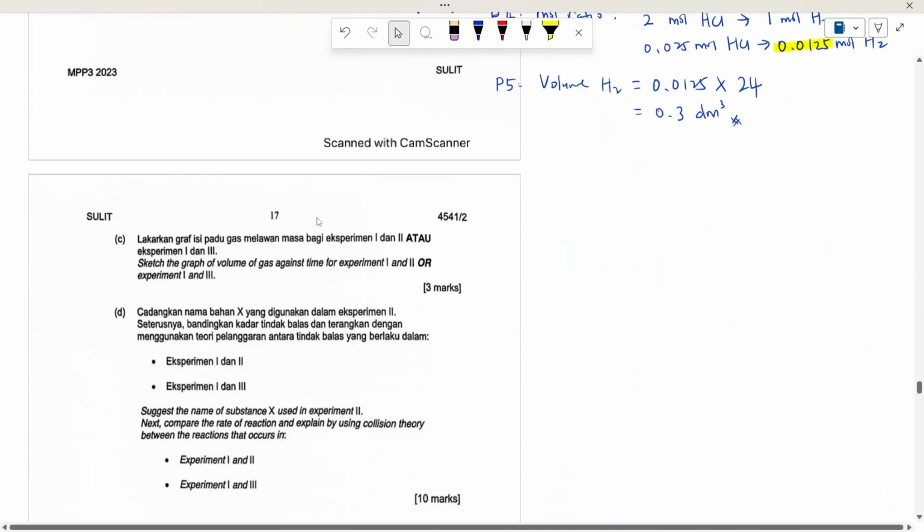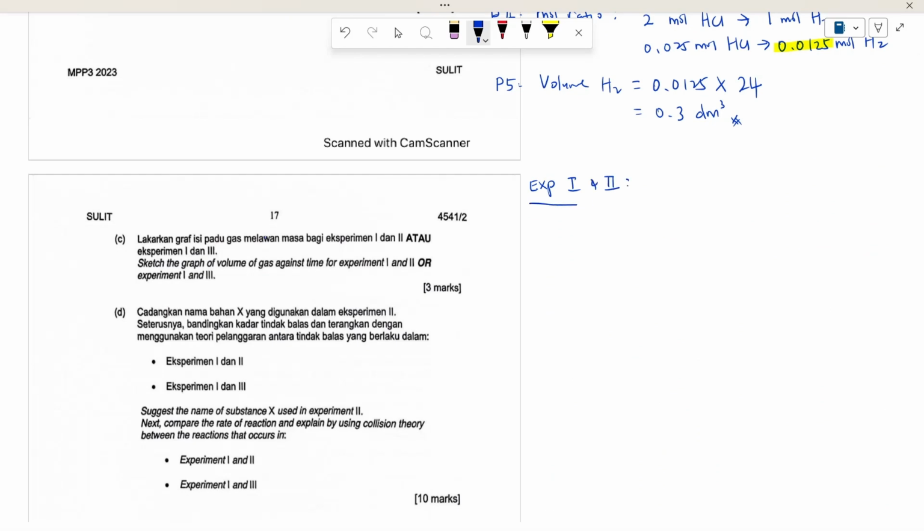Now meaning that if we want to compare experiment 1 and 2, so the graph, volume of gas unit is cubic centimeter. Then the time, put in the seconds or the minute as the unit.